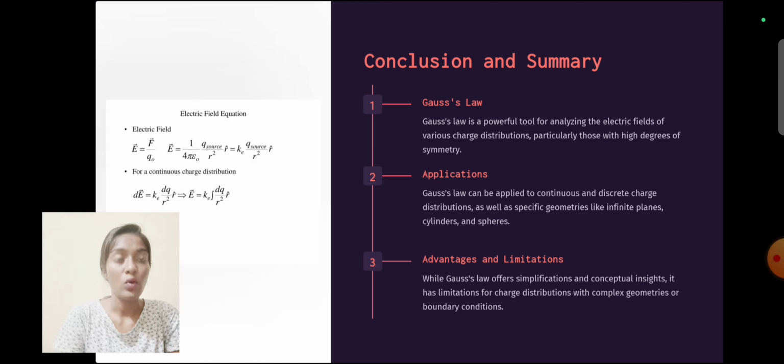Conclusion and summary. Gauss law is a powerful tool for analyzing the electric fields of various charge distributions, particularly those with a high degree of symmetry. Applications. Gauss law can be applied to continuous and discrete charge distributions as well as specific geometries like infinite planes, cylinders and spheres. Advantages and limitations. While Gauss law offers simplifications and conceptual insights, it has limitations for charge distributions with complex geometry or boundary conditions.